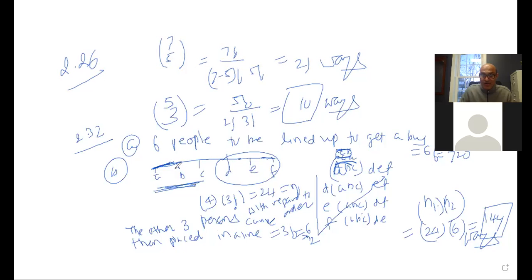A or B can follow either C, D, E, F, anyone. So you can make a combination A, C, then B, D, E, F, or A, D, then B, and the rest, or A, E, then B, and the rest, or A, F, then B, and the rest. So this B can take any of the positions, either here or here or here or here.